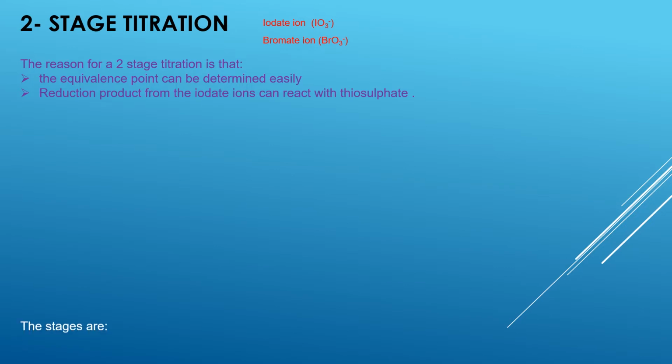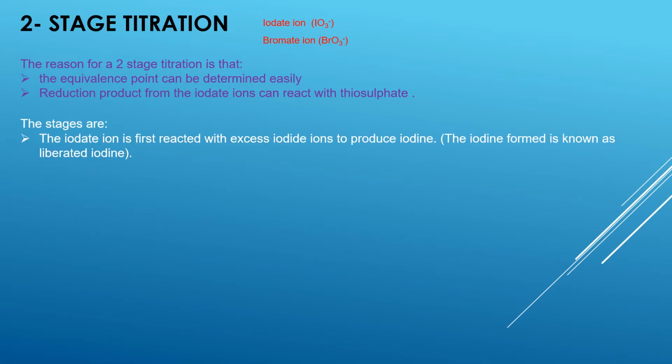The first stage that we are going to do is this. The chemicals, one more time, that we are reacting here are iodate or bromate with thiosulfate. Those are our reagents, iodate and thiosulfate. But we cannot react the two directly. So what will happen is the iodate will first be reacted with iodide ions, and this reaction is going to produce iodine.